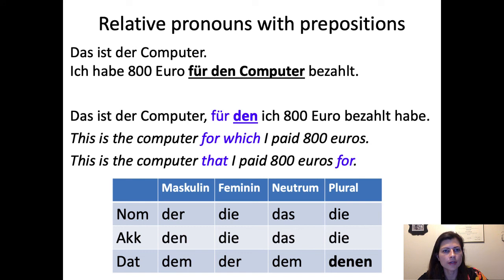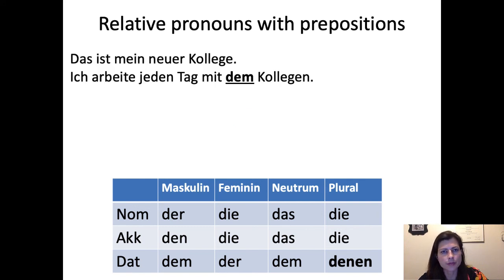Ich habe 800 € für den Computer bezahlt. Das ist der Computer, für den ich 800 € bezahlt habe. This is the computer for which I paid 800 euros. Or this is the computer that I paid 800 euros for. So you have to know what to do with that relative pronoun. When you translate it, für den looks like sort of for the or something. If you don't know that's a relative pronoun, it looks like an article. So that's why it's important to understand how these relative clauses work, especially with the prepositions, which are the trickiest ones.